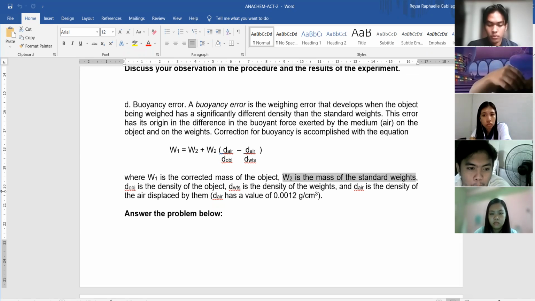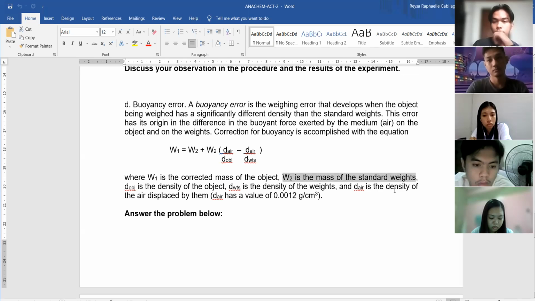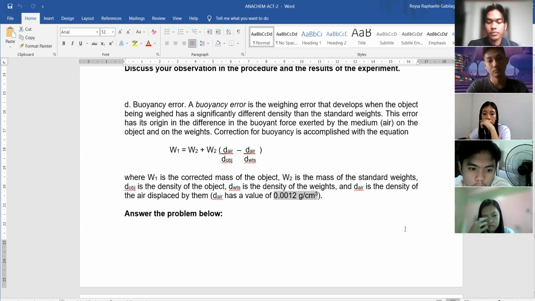And then the density of the object na wini-weigh natin, itong dWTS is the density of the weights. The density of the air is actually constant. Meron tayong density ng air class and that is 0.0012 grams per cubic centimeter. Analytical balance is a very sensitive balance that even the air class can affect the weight of the object.